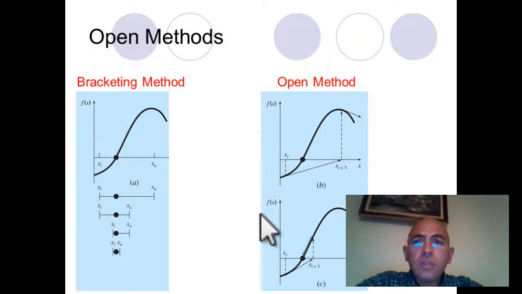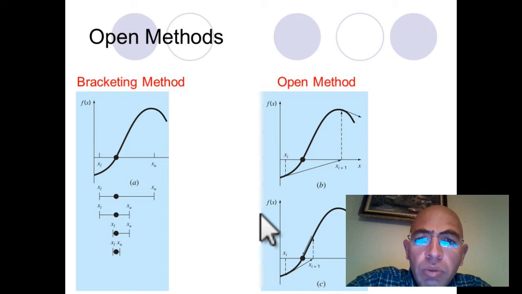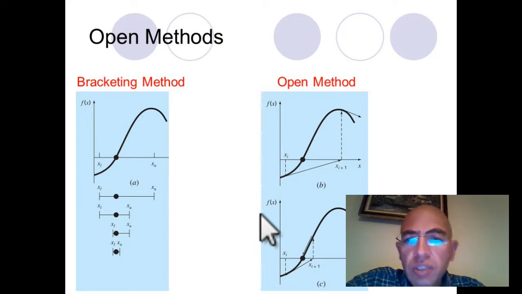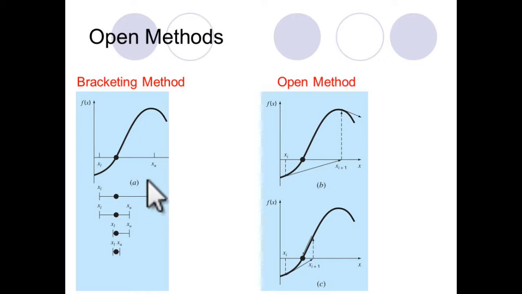Now, another class of methods that we use for root finding is open methods. So what are the open methods? Basically they depend on the gradient or iterative schemes in order to find the values. There may be different approaches, but here are the differences between the bracketing methods and open methods.